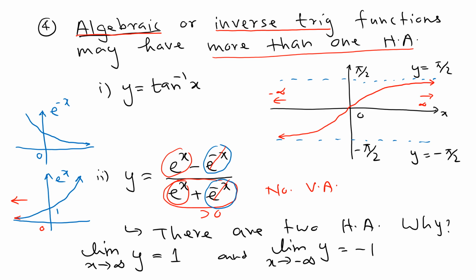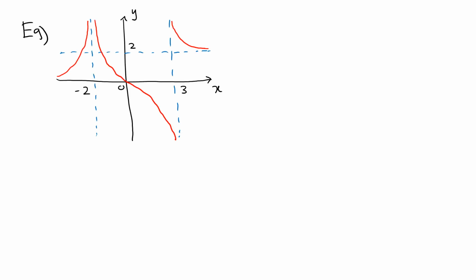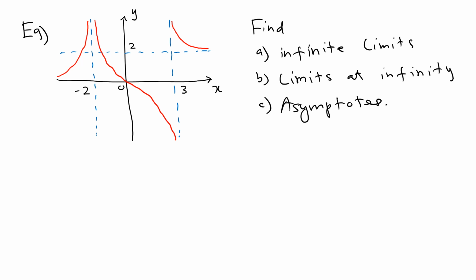So let's look at this graph and see how you can find all those two types of infinities. So let's look at this problem now. Let's look at this graph, and this has multiple asymptotes here. So let's try to find these for this graph. So find the infinite limits, those are the vertical ones, and the limits at infinity, those are the horizontal ones, the vertical ones, the horizontal ones, and then all the asymptotes. Let's go one by one.